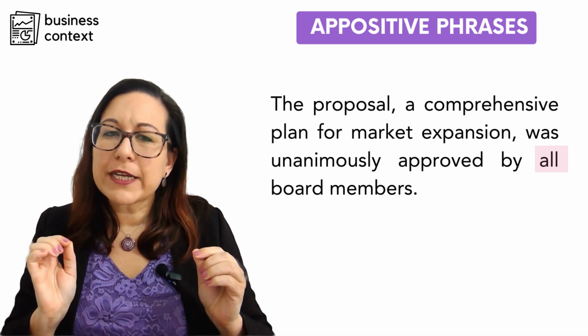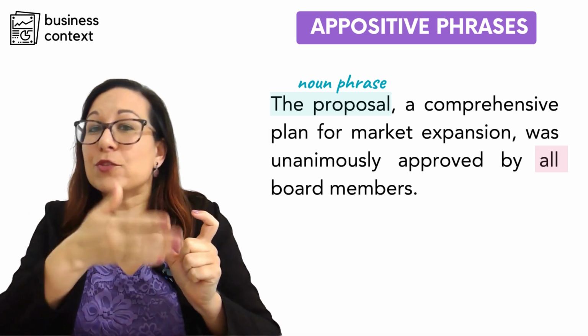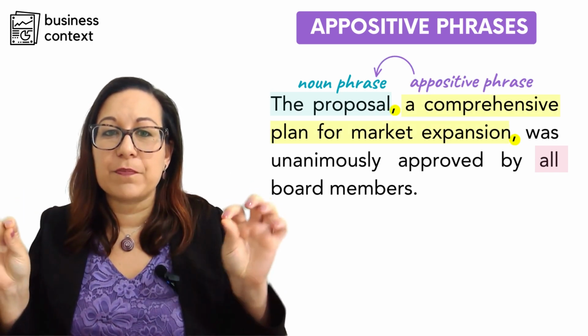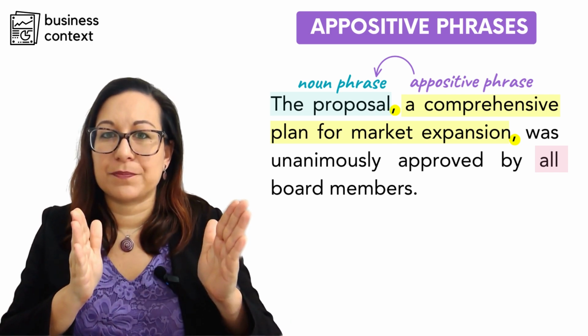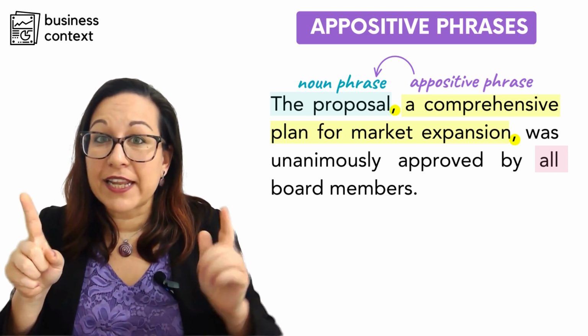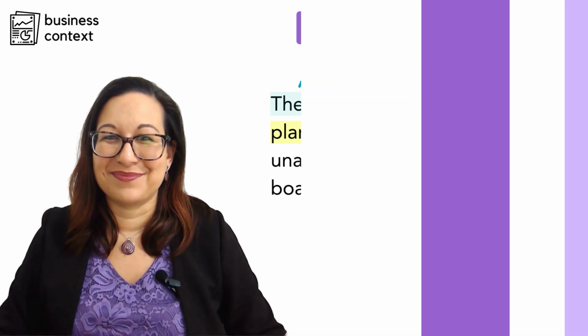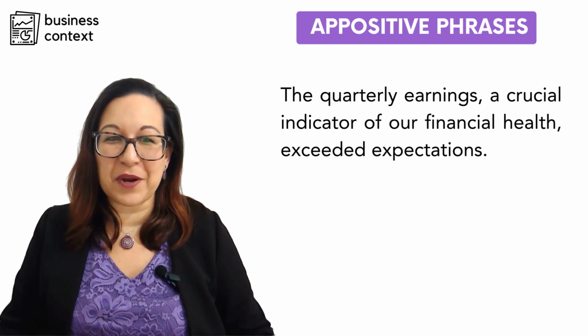So what are we talking about? We're talking about the proposal. And we're going to add more information about that proposal with the appositive, a comprehensive plan for market expansion. There's no verb in that. It's just one big noun phrase. Okay, so you might be getting used to these now. Let's take a look at the next one.